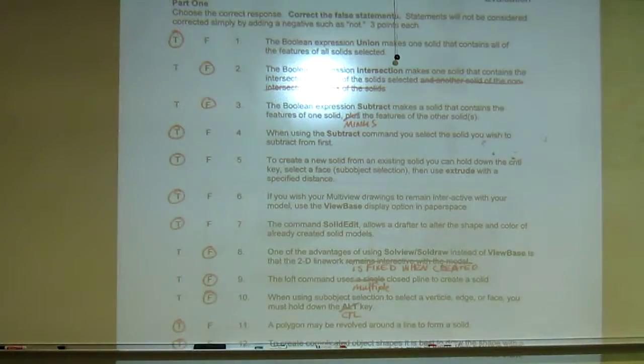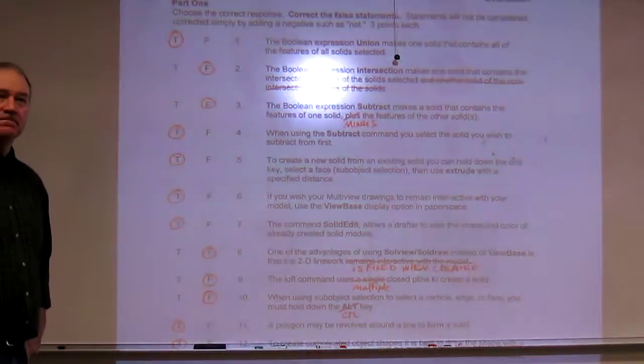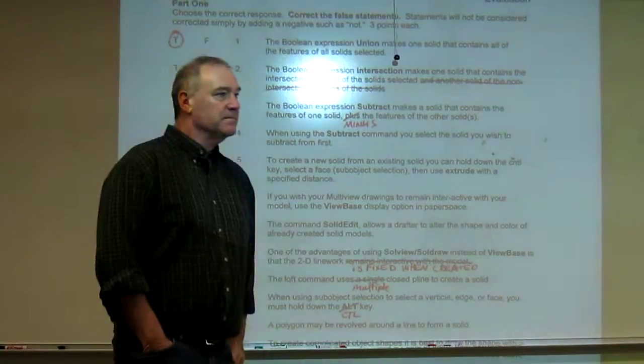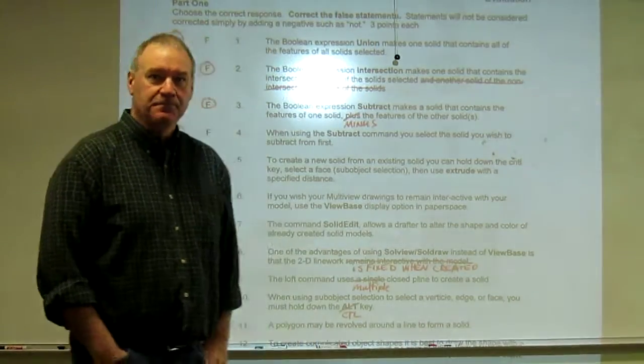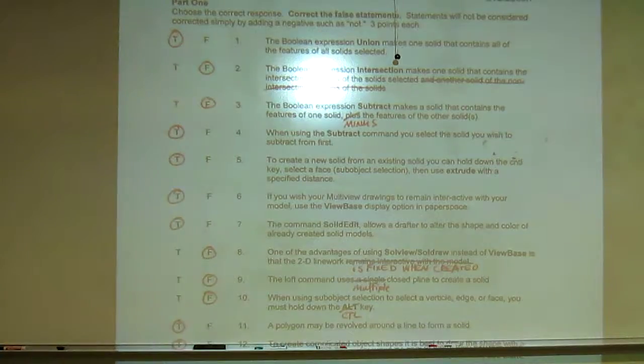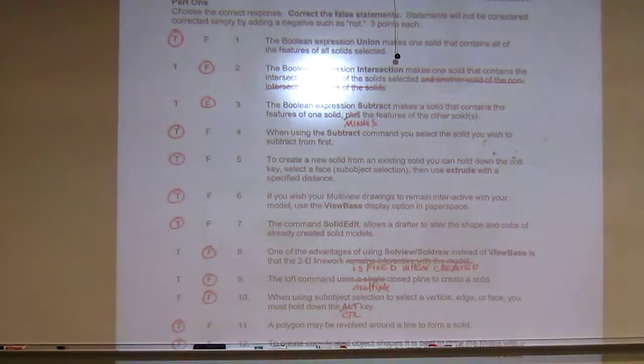To create a new solid from an existing solid, you hold down the control key, select a face, then use extrude. That will create a new solid. Can I use anything besides extrude? Can I use revolve? Yeah. Revolve. Sure can. Sweep. I don't know about sweep, I haven't tried that one, but you need to have some type of path to work on it. I'm not really sure about that one.